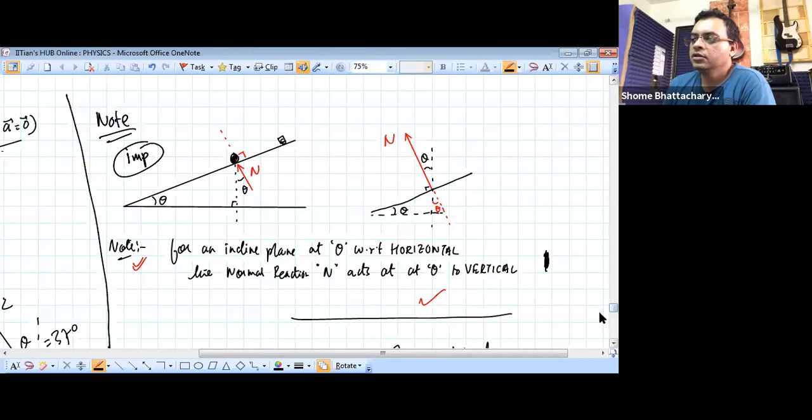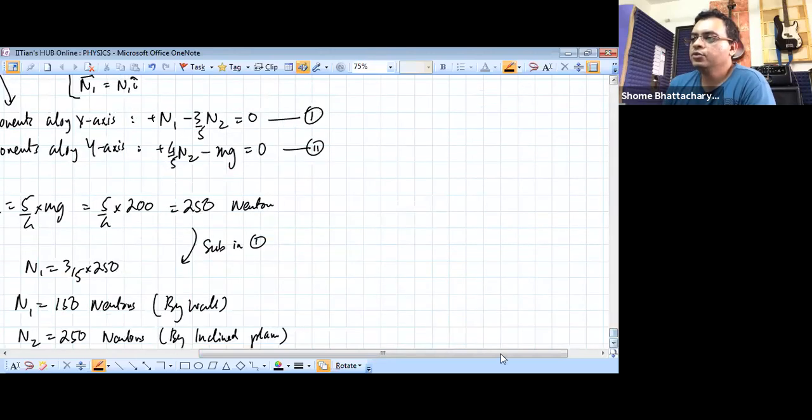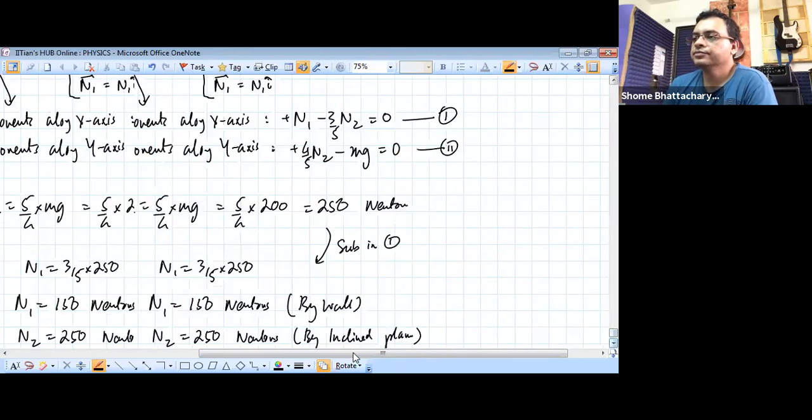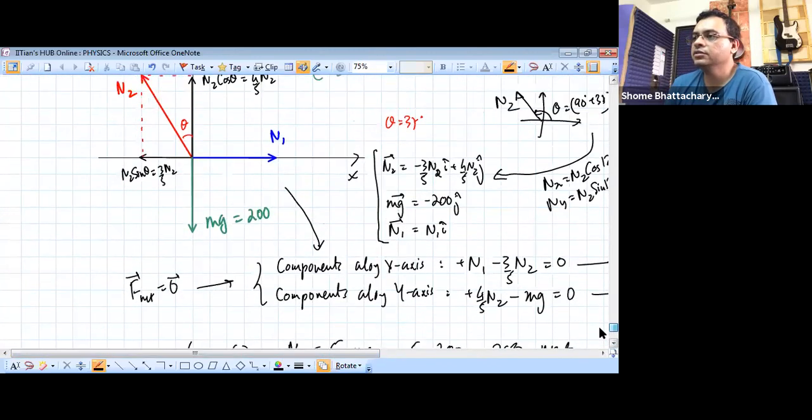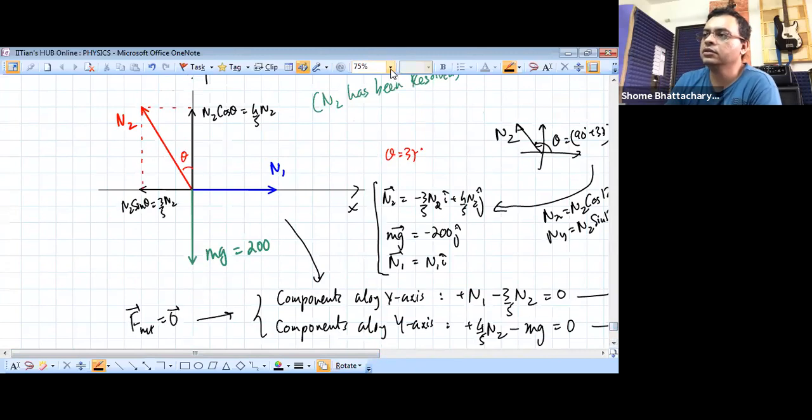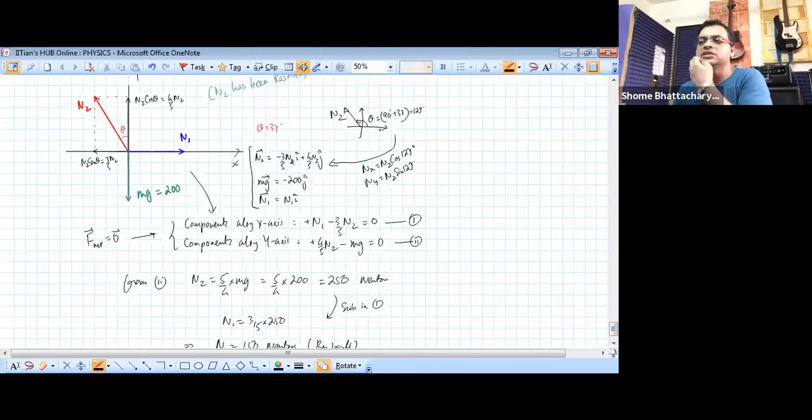Okay, so people, with that we come to a conclusion of today's lecture. Just make sure that you do a revision of this last question very carefully, and the vector analysis and all. And also do the revision of the whole concept of normal reaction being self-adjusting through the 2 or 3 examples that we've done. Okay.